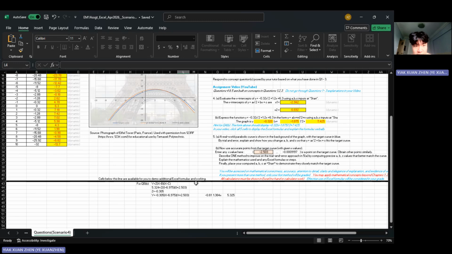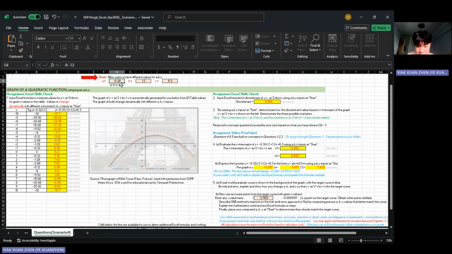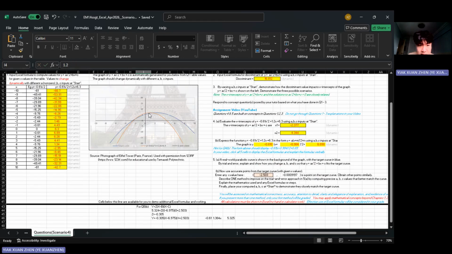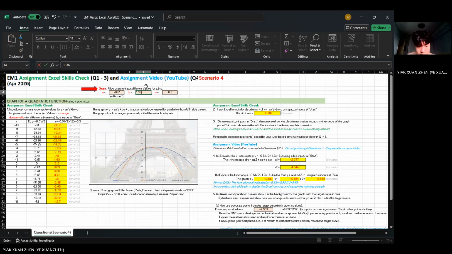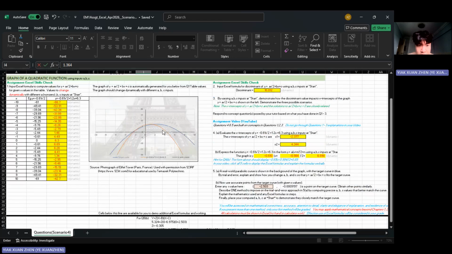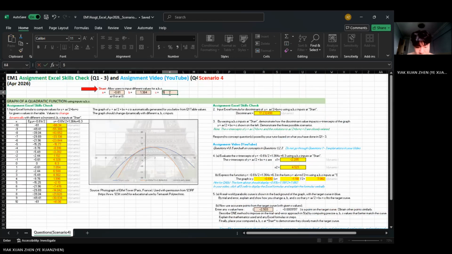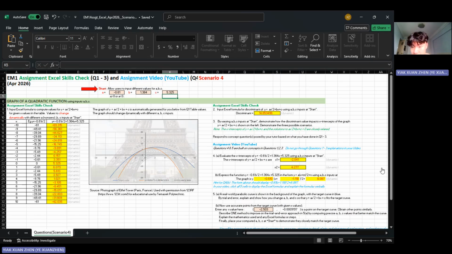Negative 0.61, negative 0.61, 1.364, and lastly 5.325. These are the computed values. Thank you, and that will be all.